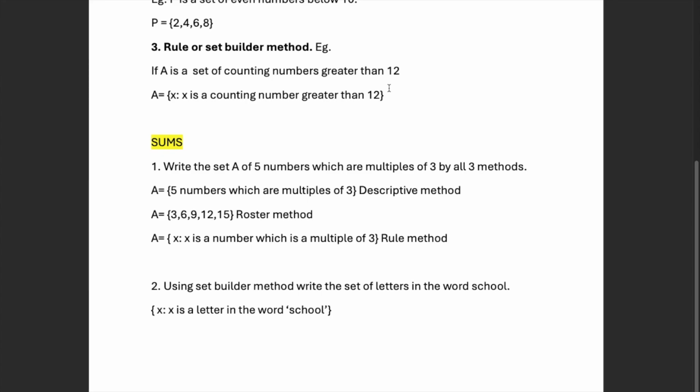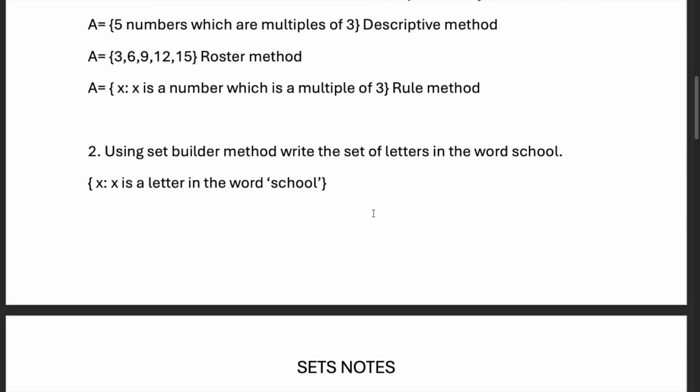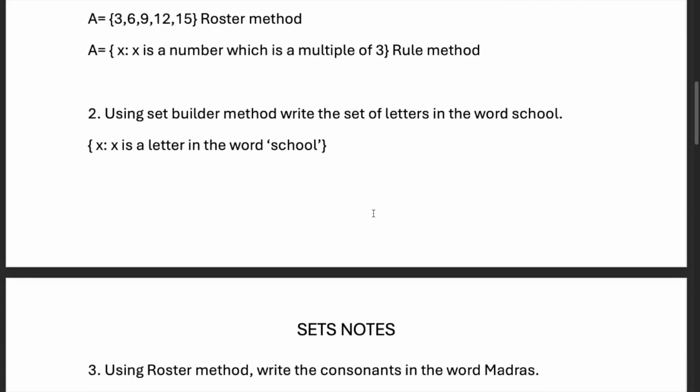Let's do some sums. Write the set A of 5 numbers which are multiples of 3 by all 3 methods. So the descriptive method would be A is equal to 5 numbers which are multiples of 3. In the roster method, it would be A is equal to {3, 6, 9, 12, 15}. And in the rule method, it would be x such that x is a number which is a multiple of 3. Using set builder method, write the set of the letters in the word school. So it would be x such that x is a letter in the word school.